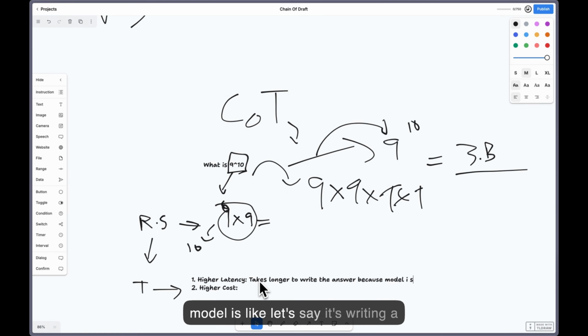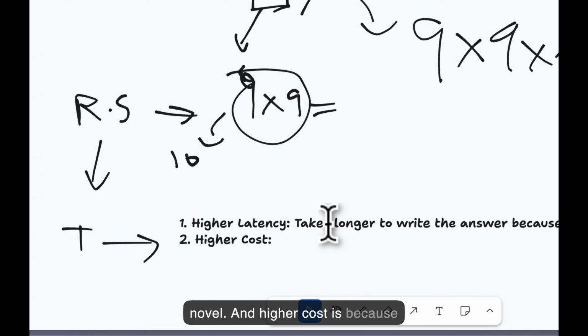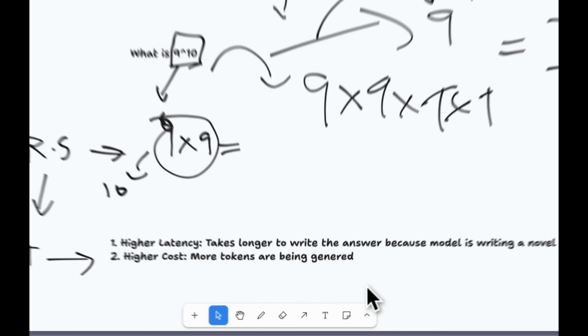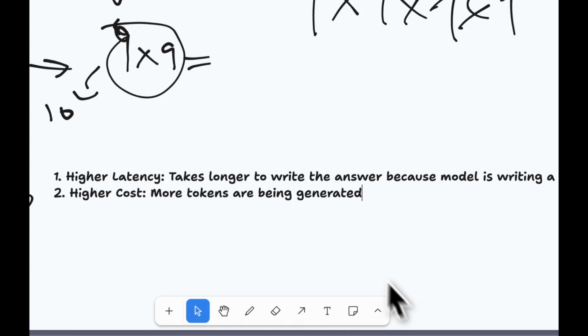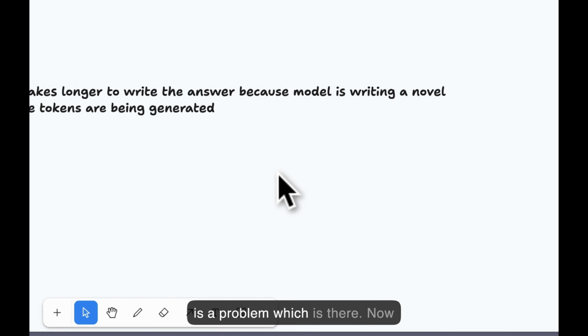takes longer to write the answer because the model is, let's say, writing a novel. And higher cost is because more tokens are being generated. Okay, so we've gotten this point across. This is a problem which is there.